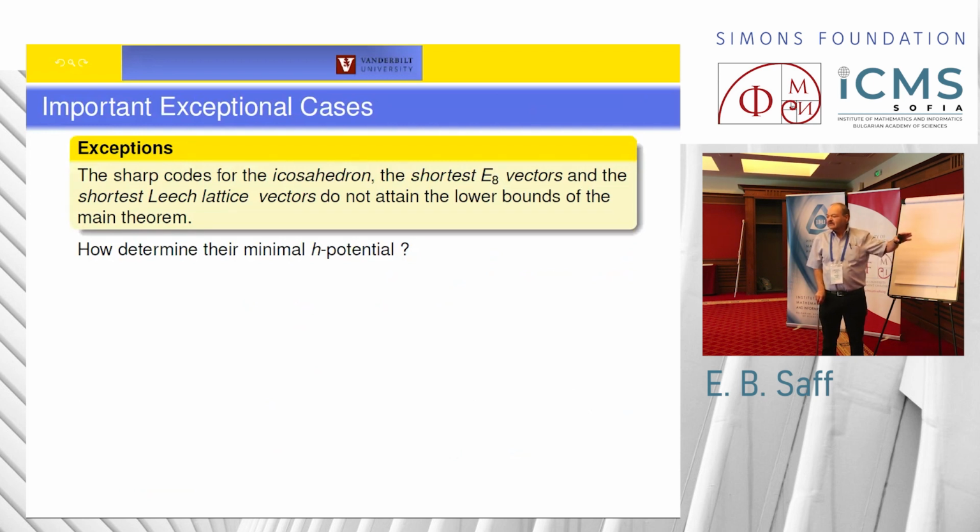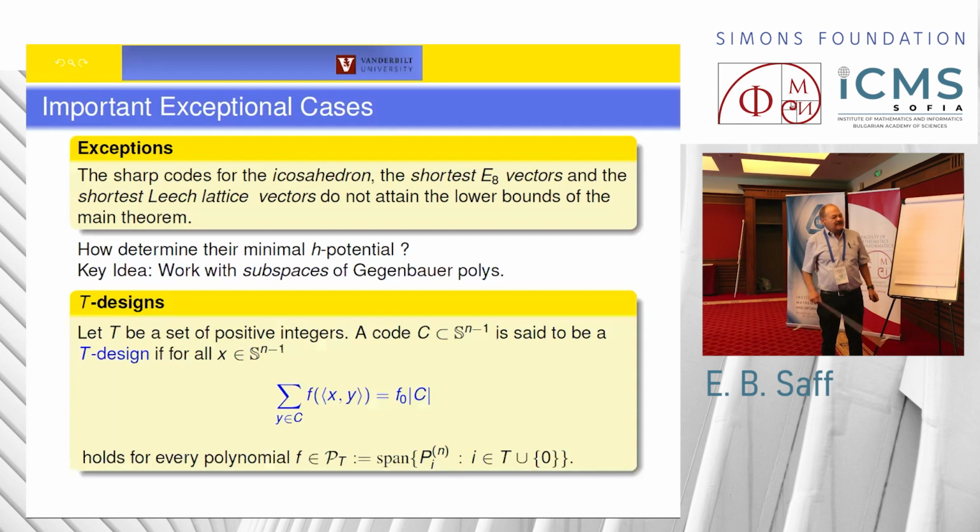So what do we do there? What do they attain? What can we say? What we have to do to deal with this is move on, go beyond tau designs to what are called T designs. This was an invention of Delsarte as well. So what is a T design?